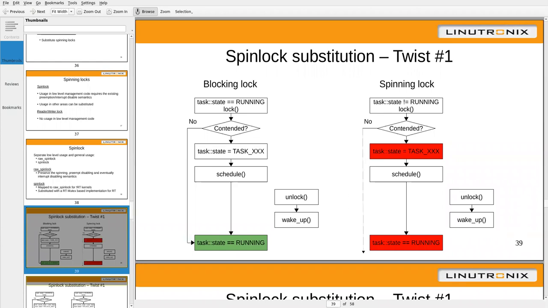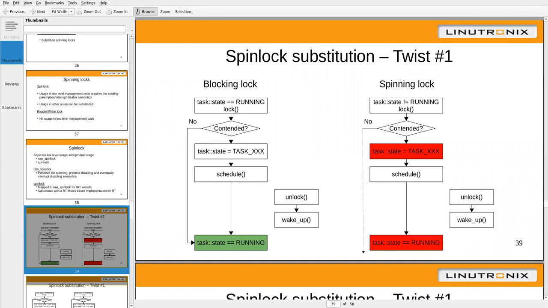Blocking locks are always called in a task state where the task state is running, which means the task can just go to sleep, set the task state to something else when the lock is contended, schedule something else, does the unlock, wakes it up, and the result is task state is running. Fine, works great.